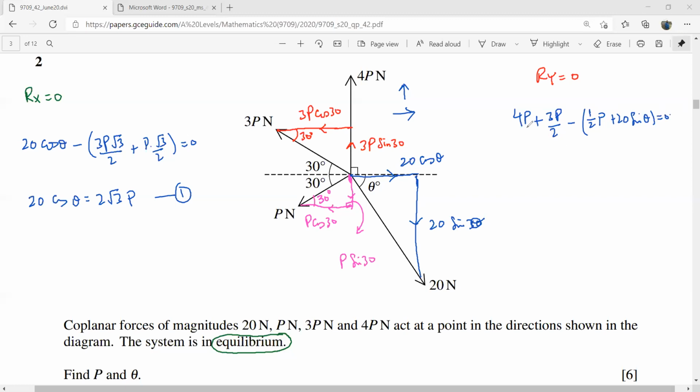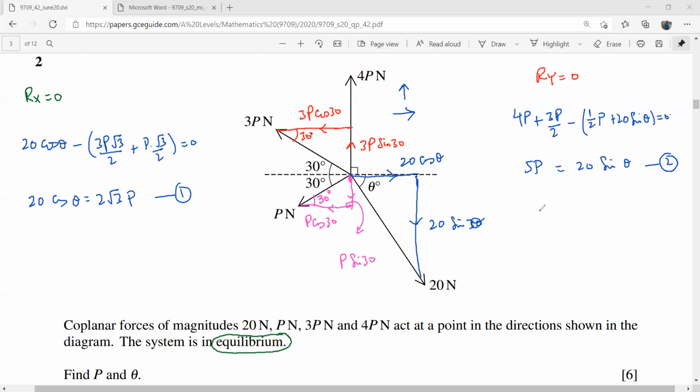So guys, we have 4p, 3 over 2 p minus half p, so that gives me p. So that is going to be 5p, and that is equal to 20 sine theta. Now these are very easy kind of equations. You can simply divide both of them side by side. You will be able to get to that theta first of all.